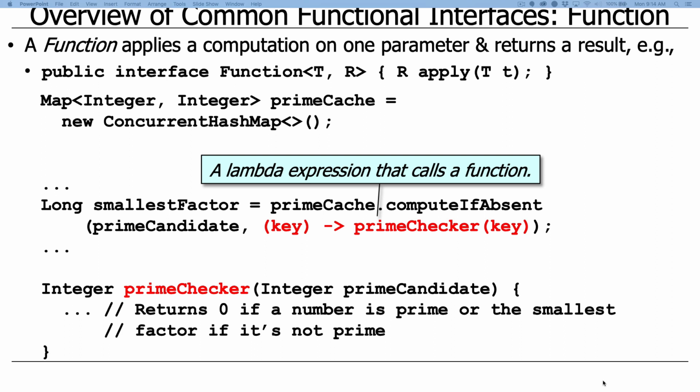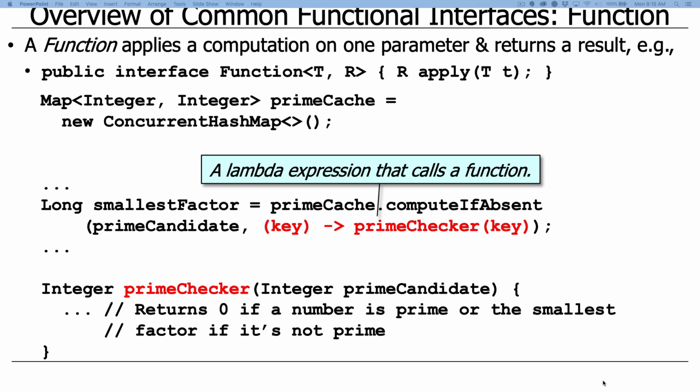What's interesting here is the second parameter to computeIfAbsent. The first parameter, of course, is the prime candidate, whatever we're trying to check to see if it's a prime number. The second value is the function that we use to check whether the key, the prime number, is prime or not, and if so, it stores that value into the map. So that's the prime checker function. And you can see the prime checker function down here, whose code I omit at the moment. It takes an integer, which is the prime candidate, and returns an integer that's 0 if the number's prime, or the smallest factor if it's not prime.